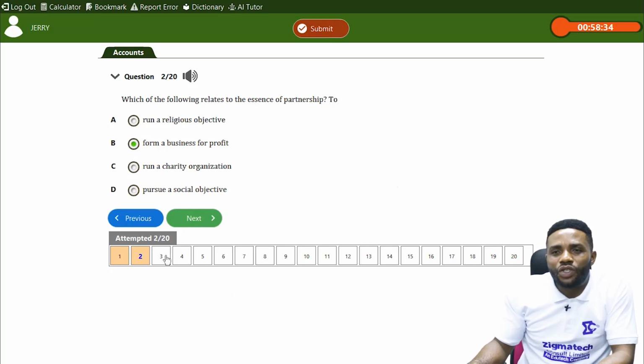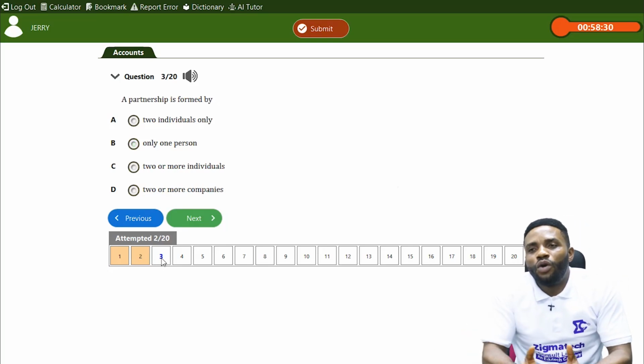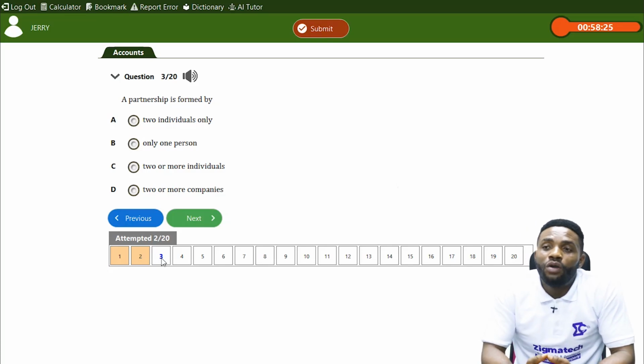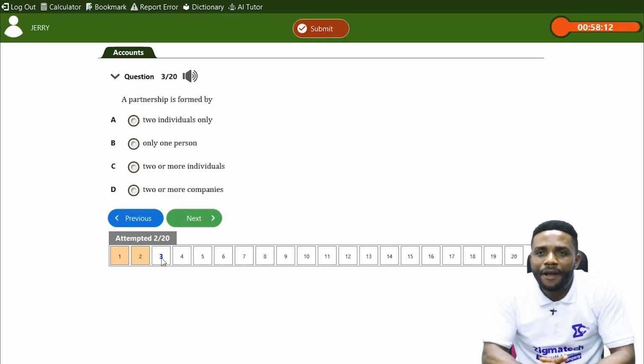Let's take the last question. We may not be able to take all the questions here, but we encourage students to go ahead and check all the 20 questions to be able to see if you have understood the lesson so far. Question 3, a partnership is formed by dash. A, 2 individuals only. B, only 1 individual. C, 2 or more individuals. And then D, 2 or more companies.